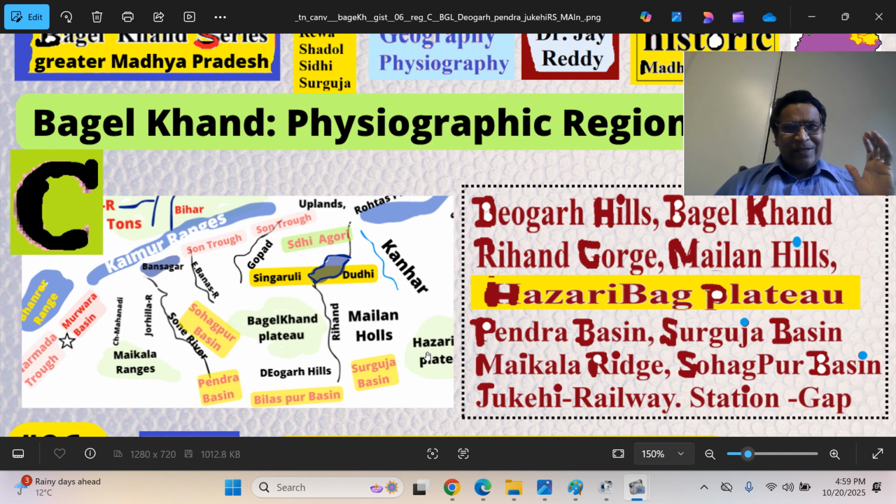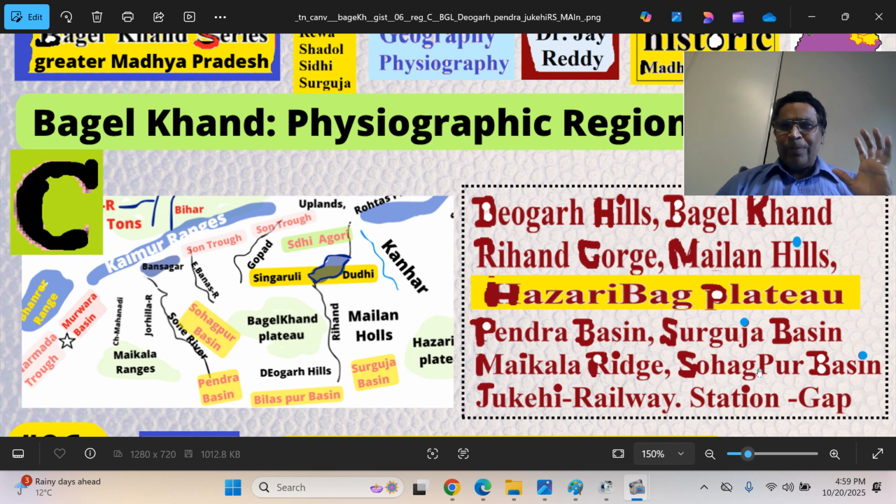Pendra Basin is the northern part of Bilaspur district, now in Chhattisgarh, from where the Son River starts its journey, its place of origin. Surguja Basin is essentially an Ambikapur-centric region. Ambikapur is the headquarters of Surguja district. Maikala is the eastern part, northeastern part of Satpuranchal, Maikala Ridge, Maikala Range, from where the Narmada River as well as the Son River, some of its tributaries, catchment area present.